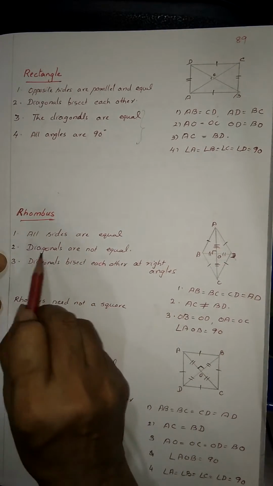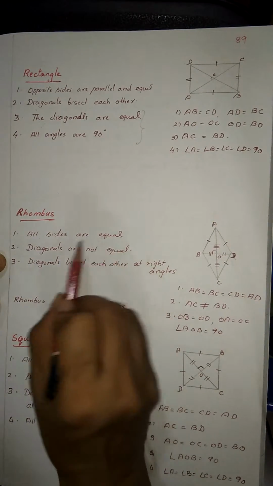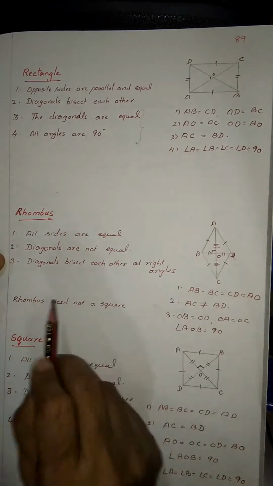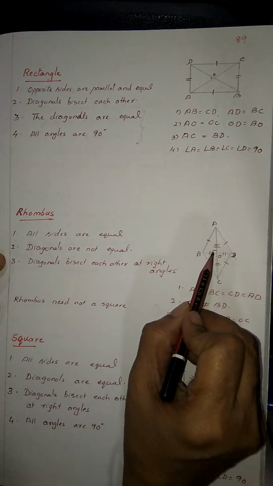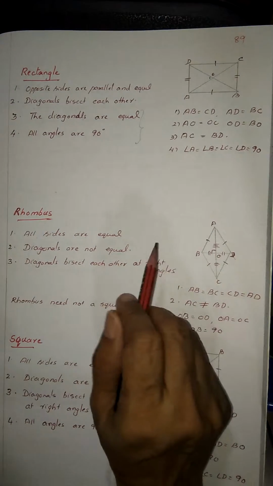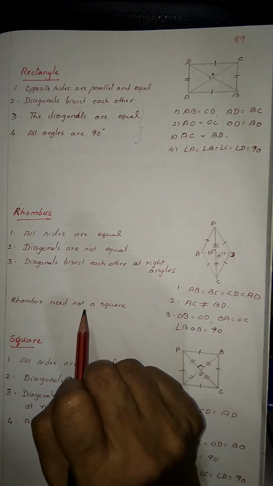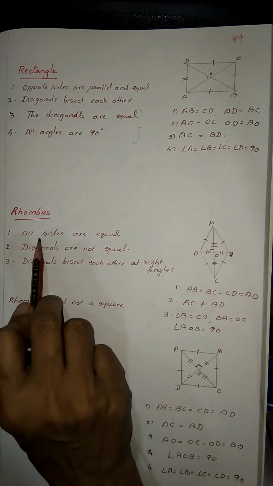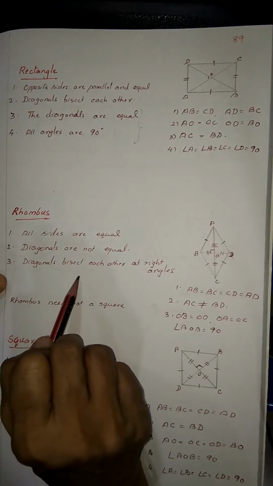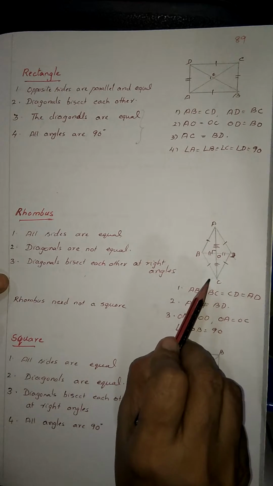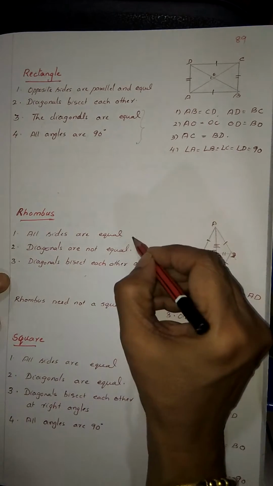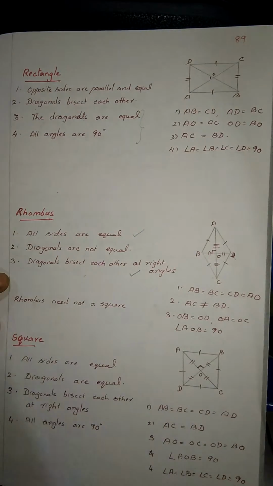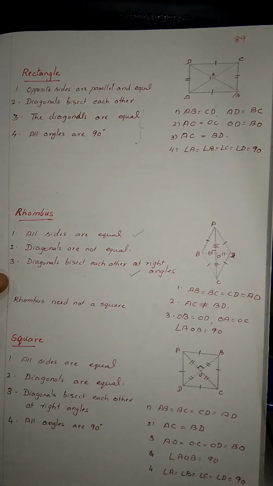So what are those properties? All the sides are equal, but here the diagonals are not equal, but diagonals bisect each other. But it will bisect at right angles. In a parallelogram, it will just bisect, not at right angles. It need not be at right angles. If it is bisecting at right angles and the sides are equal, then you can say the parallelogram is a rhombus. So these two properties have to be proven. Then you can say that parallelogram is a rhombus.